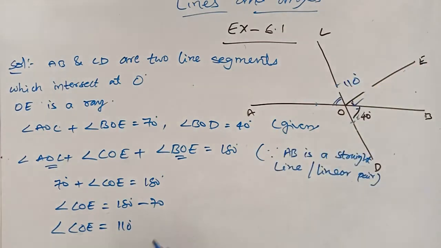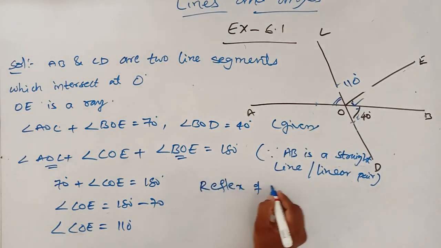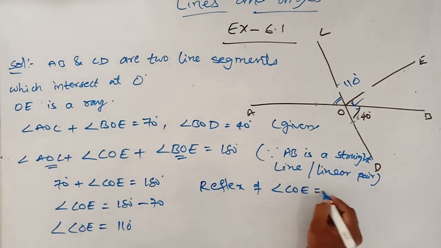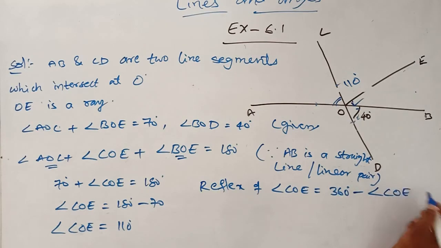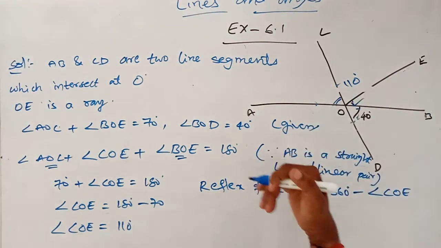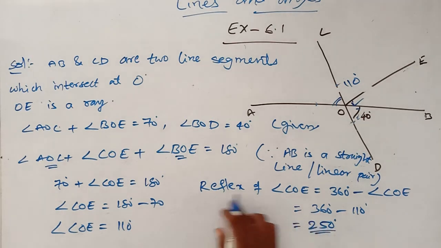Now I need to calculate the reflex of angle COE. Reflex of angle COE is equal to 360 minus angle COE. Reflex means the angle should lie between 180 and 360. So 360 minus 110 degrees is equal to 250 degrees. The reflex of angle COE is 250 degrees.